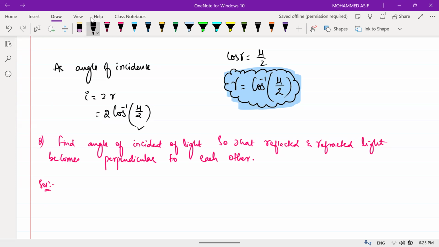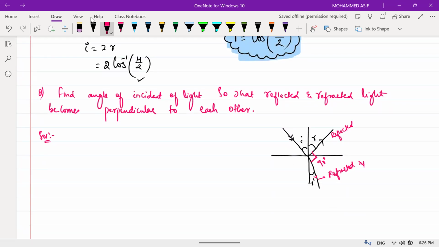So draw the diagram as per your understanding. This is your interface. This is your normal. This is a ray of light which has been incident. This is your I. This is your reflected ray, that is your R. This is your refracted ray, that is your R dash. The problem is telling that the reflected ray and refracted ray are perpendicular to each other, 90 degrees. Then find the angle of incidence.